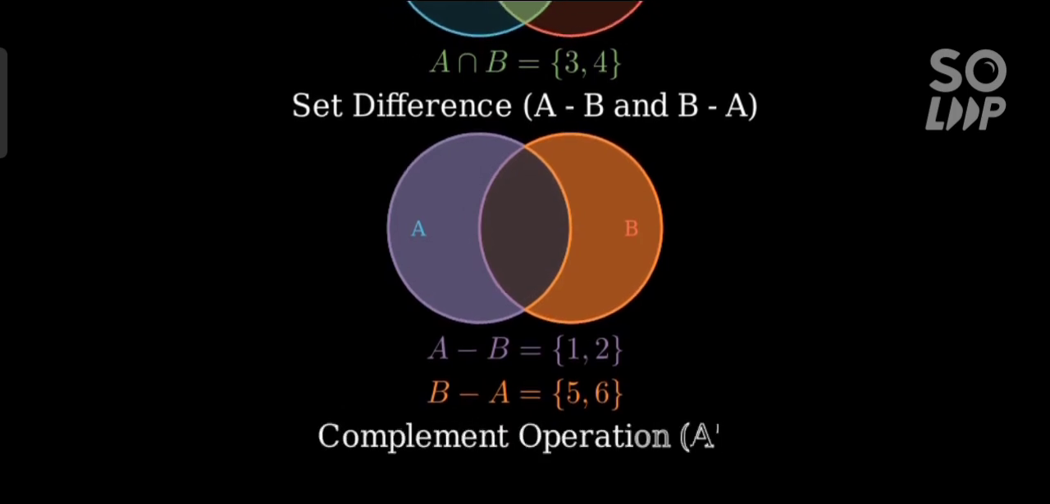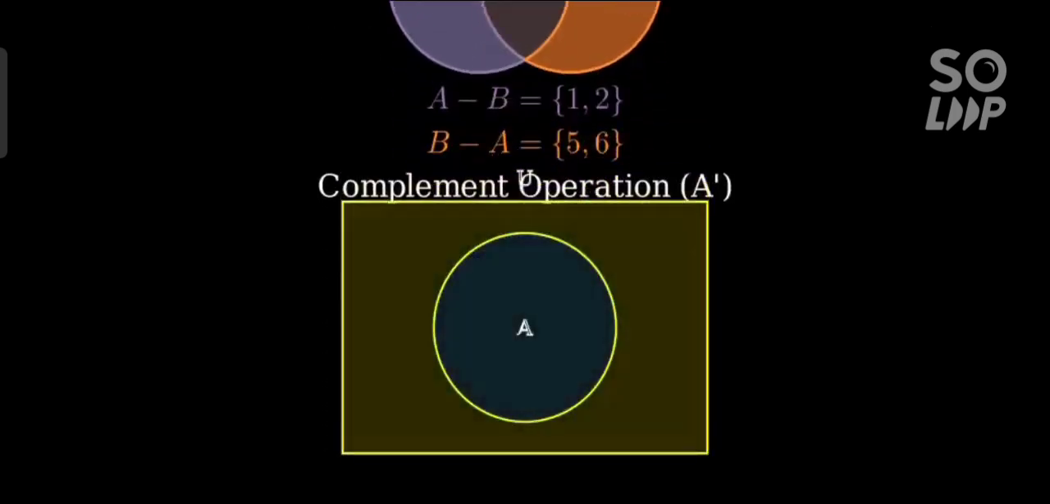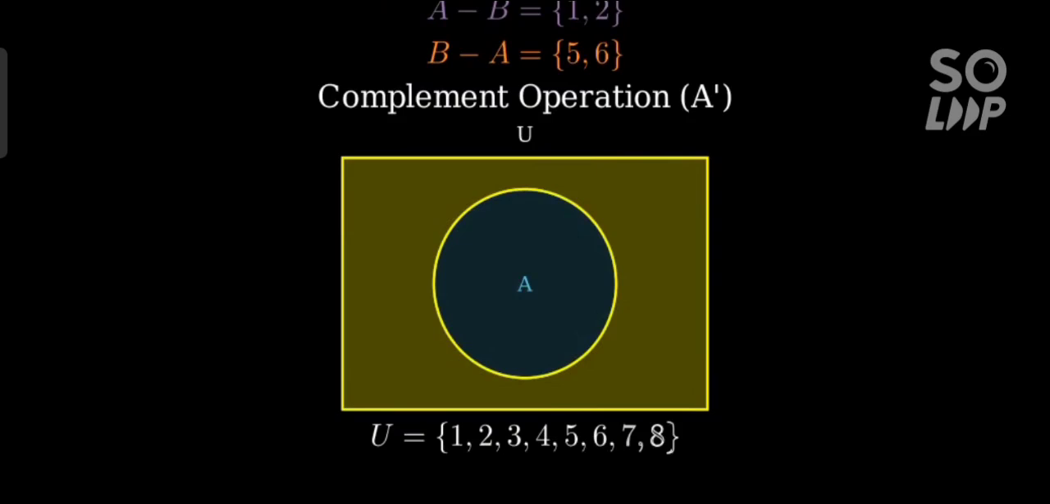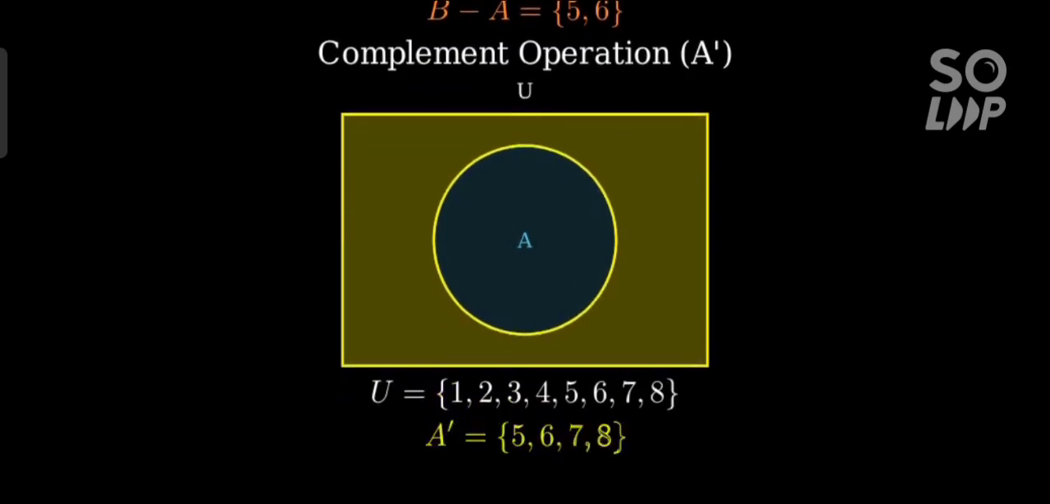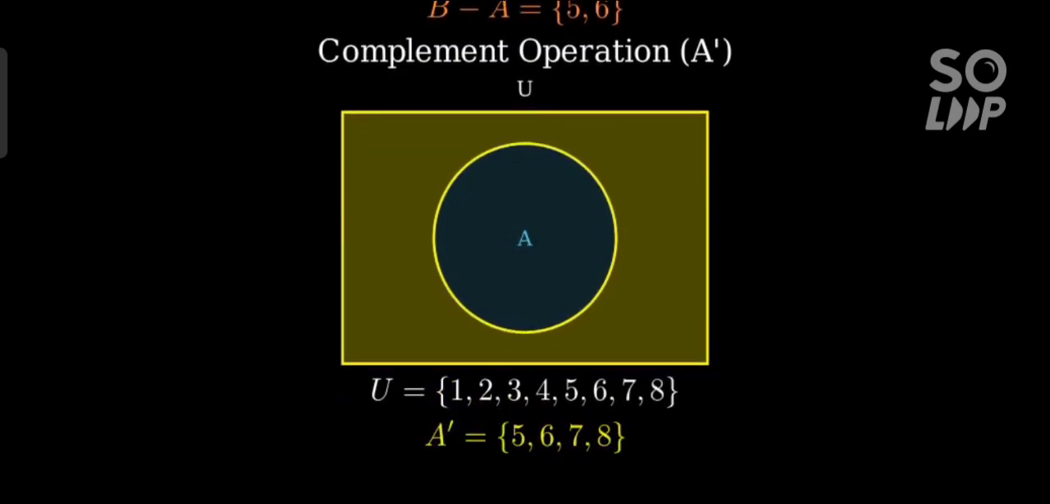Finally, let's discuss the complement of a set. Let's say our universal set U contains all numbers from 1 to 8. Then the complement of set A contains all elements in U that are not in set A. So A complement contains 5, 6, 7, and 8.